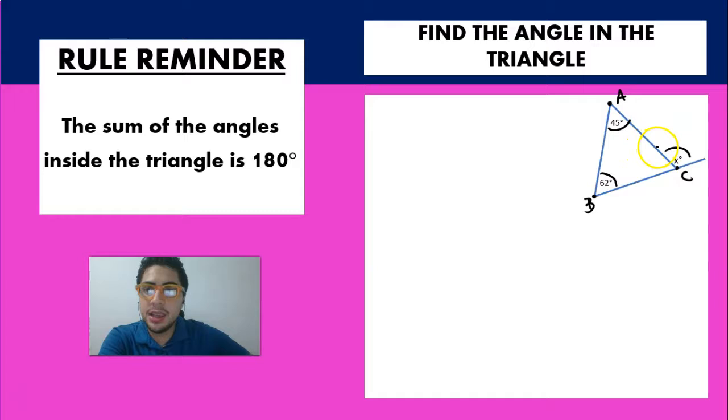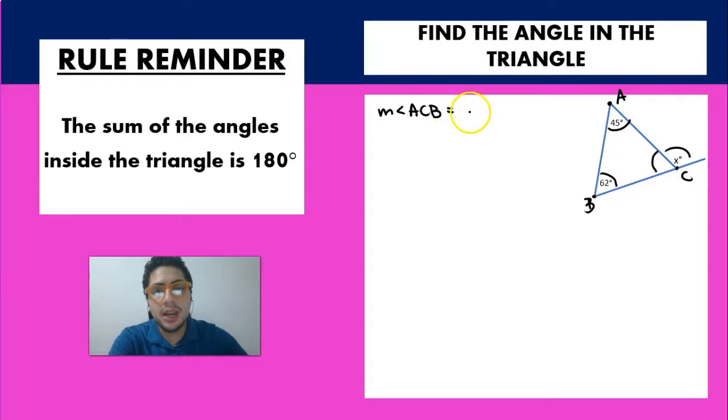The tip in the rule reminder says that the sum of the angles inside the triangle is 180 degrees. That means that this angle right here, the measurement of angle ACB, is going to be equal to 180, which is the sum of the three, minus the other two. So it's going to be minus 45 degrees minus 62 degrees. And whenever we do that, that is going to be equal to 73 degrees, right?